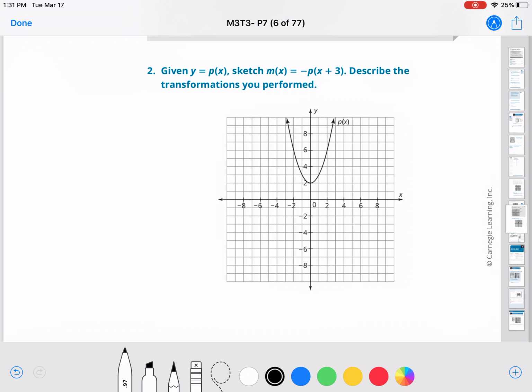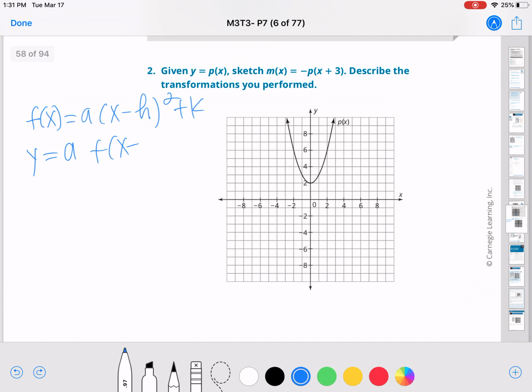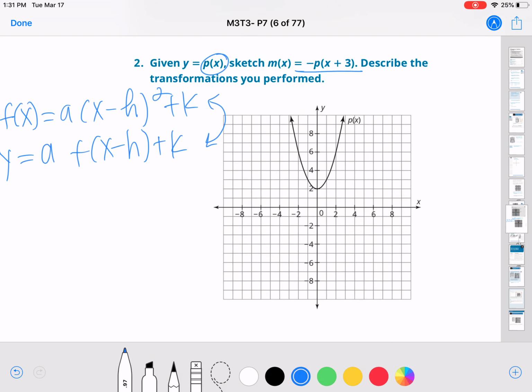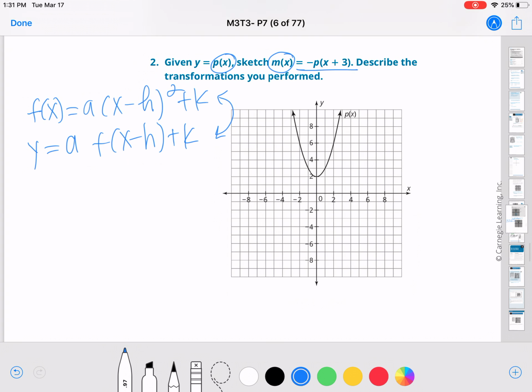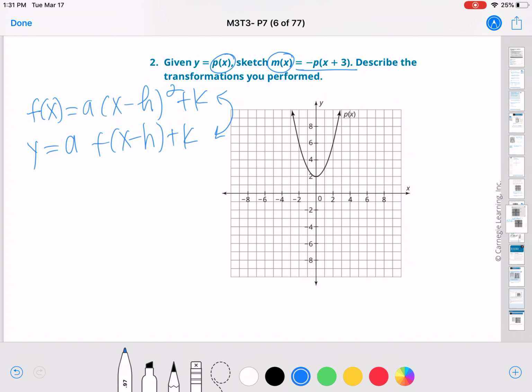So again, let's recall vertex form. Vertex form is f of x equals a times (x minus h) squared plus k. Another way you can write that is y equals a times f of (x minus h) plus k. These are both the same thing. If you're wondering why this doesn't have a squared, it's because the function p of x is a quadratic function. So when you apply transformations, they just called it m of x, which is still a quadratic. It's still going to be a parabola.